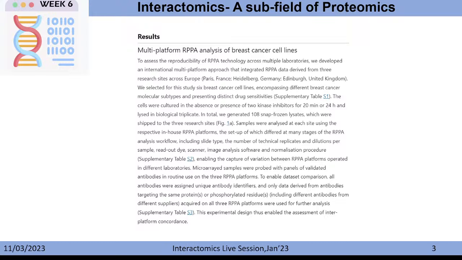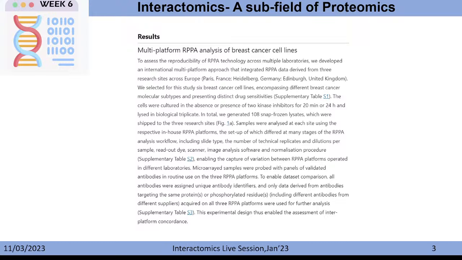So that you can take into account all the different breast cancer molecular subtypes and different drug sensitivities. The cells were cultured in the absence or presence of two kinase inhibitors for 20 minutes or 24 hours and lysed in biological triplicates. I think you are all aware of replicates. One is the technical replicate, which is from the same sample. Otherwise, biological replicates are from different cell lines. They generated around 108 snap-frozen lysates, which were shipped to the three different research sites.